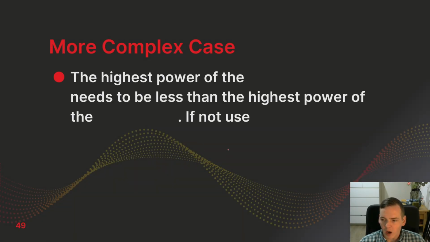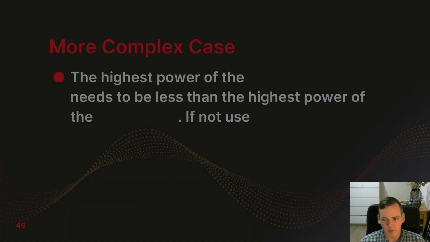In a more complex case, this basically always works if the highest power of the denominator needs to be less than the highest power of the numerator. And if not, what you're going to want to use is long division. And then you can use that technique that we just talked about on the remainder.